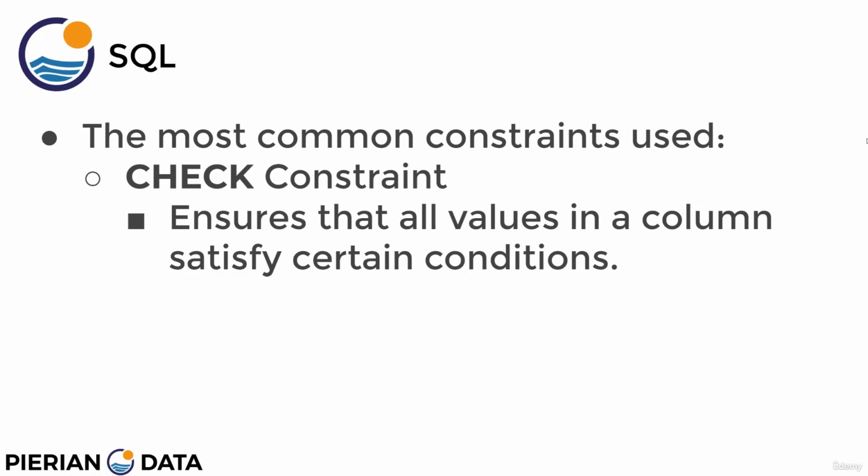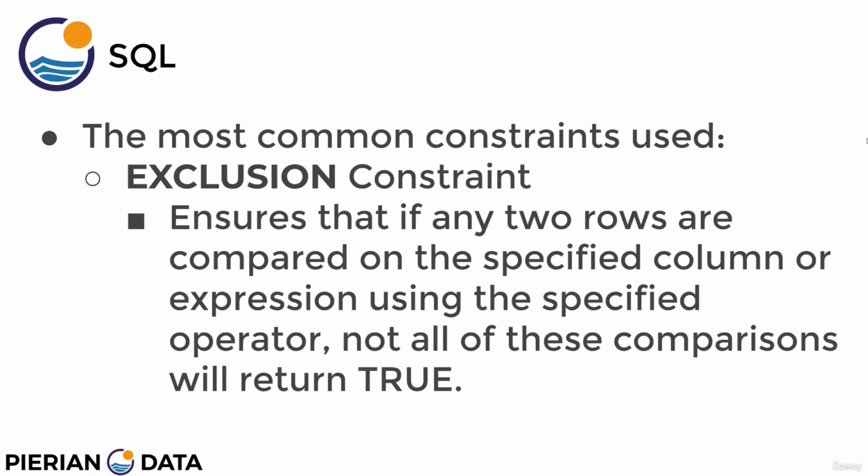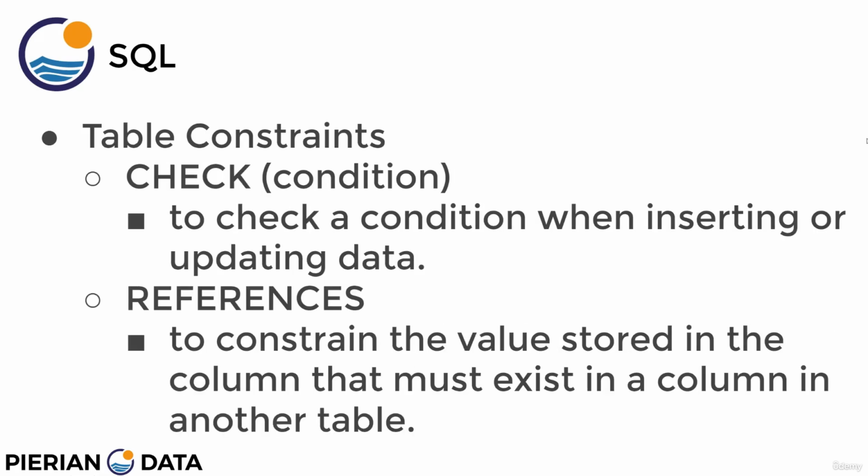So the check constraint ensures that all values in a column satisfy some certain general condition. So you actually check against some sort of condition, such as has to be less than 20 or something like that. The exclusion constraint ensures that if any two rows are compared on the specified column or expression using the specified operator that you include with the exclusion constraint, not all of these comparisons will return true. So don't worry too much right now about understanding check and exclusion because they actually depend a lot more on the additional conditional constraints you provide. Okay, so those are all available column constraints that you apply on an individual column.